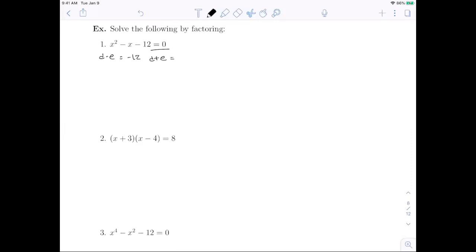-1, right? There's a hidden 1 right here. If you go through the different factors of -12, you'll eventually arrive at -4 and 3. So I'll write x minus 4 times x plus 3 equal to 0.